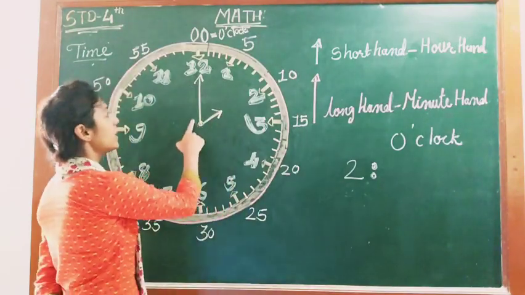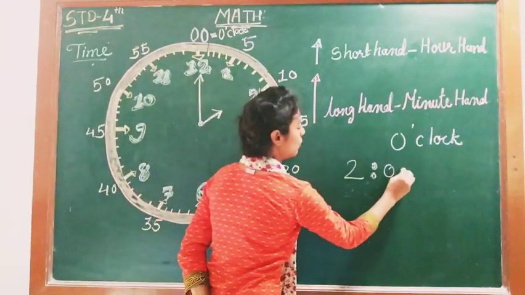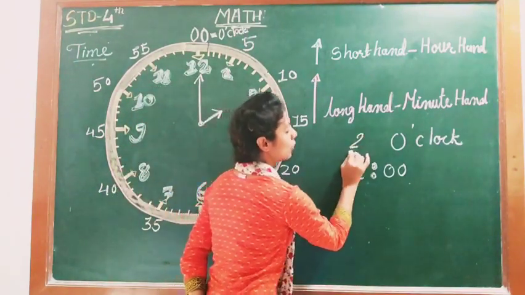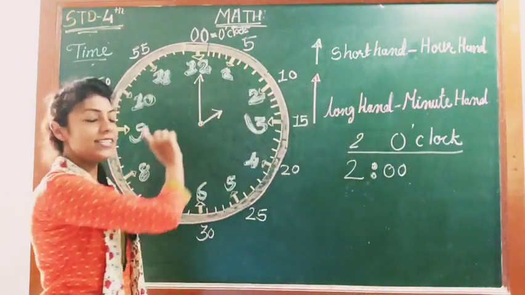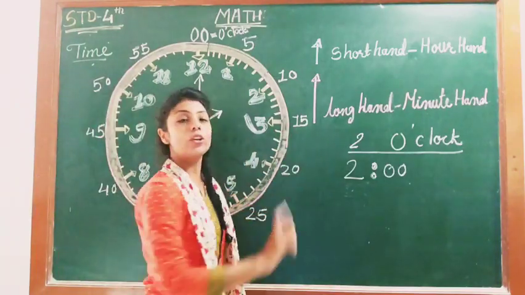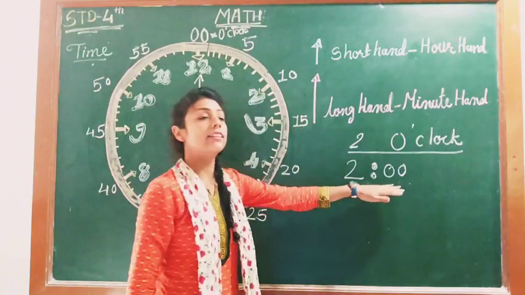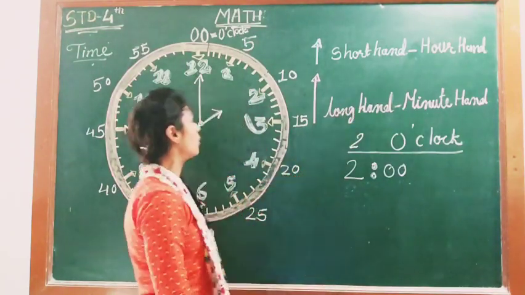Where is our minute hand? It is at 0, 0. So how to read this? 2 o'clock. What time is it now? 2 o'clock. 2:00. So we can write it like this. Otherwise, this way also, 2 o'clock.